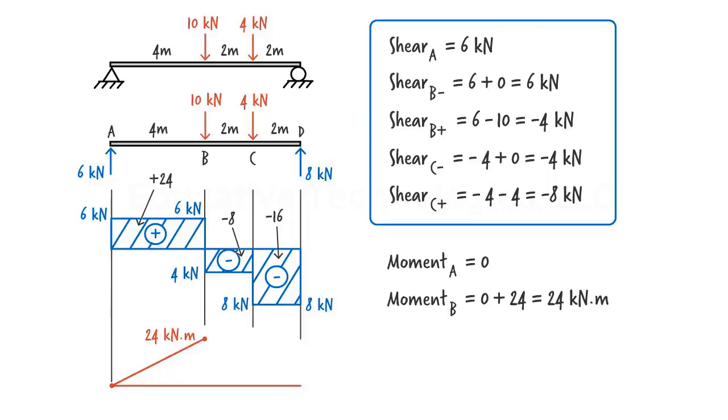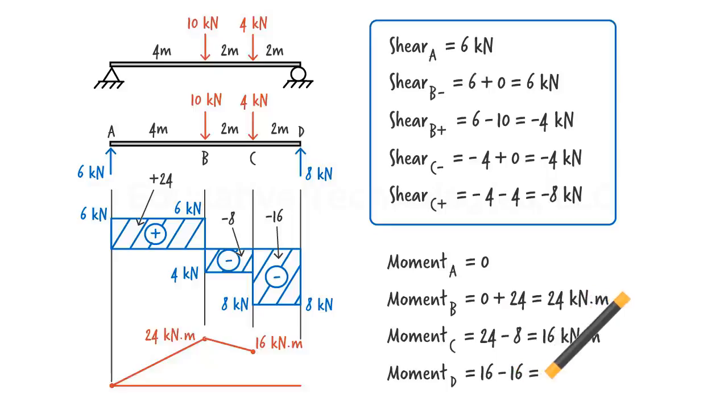For segment BC, we know the moment at the left end of the segment. It is the same as the moment at the right end of the previous segment. So, moment at the left end of segment BC is positive 24. Moment at the right end of the segment is 24 plus negative 8, or positive 16. Similar to the previous segment, moment in segment BC varies linearly as shown here. Finally, we can draw the moment diagram for segment CD following the same pattern that we used for the other segments. Here is the complete moment diagram for the beam.